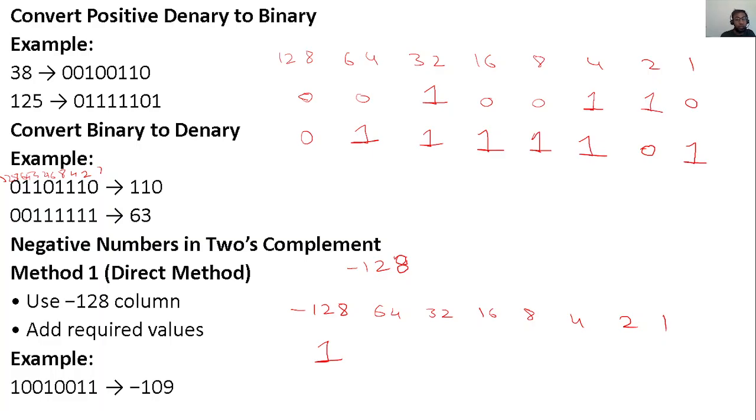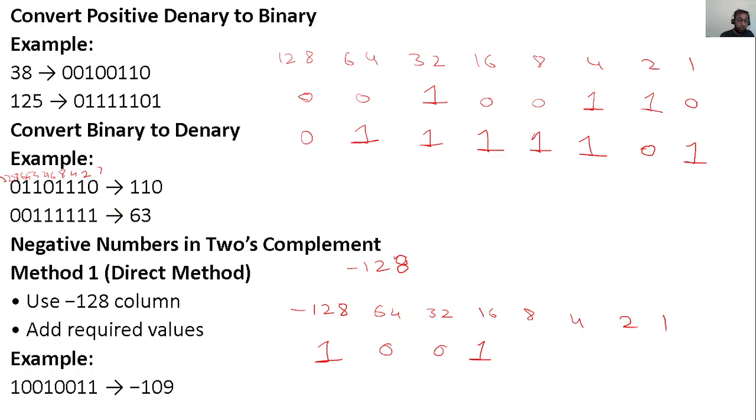Minus 64 is much larger than minus 109. In negative numbers, smaller numbers will be larger. Minus 64 is much larger, so we put 0 here. Again, minus 128 plus 32 becomes minus 96. That is also larger, so we put 0. Then minus 128 plus 16 becomes minus 112. We will put 1 here because minus 112 is smaller than minus 109.